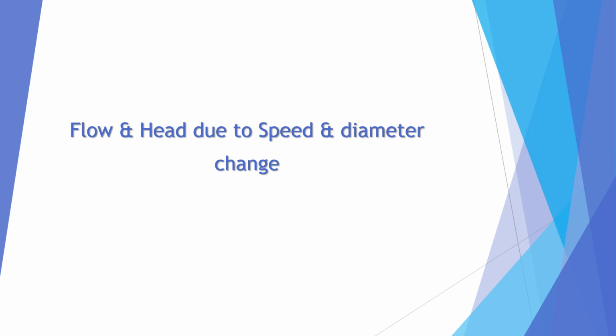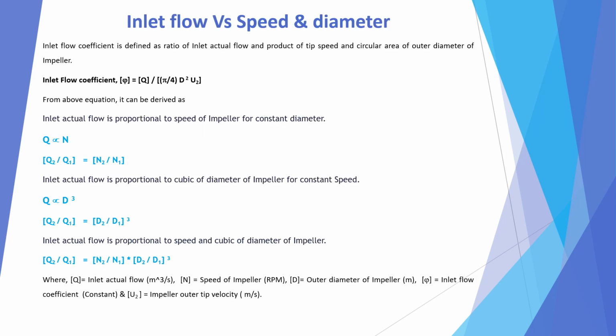Now flow and head change due to speed and diameter. This is the standard flow coefficient equation. The inlet flow coefficient is defined as the ratio of inlet actual flow and the product of speed and circular area of the outer diameter of the impeller, which is written as inlet flow coefficient phi is equal to Q upon pi by 4 D square into U2, and U2 is equal to pi D into N.